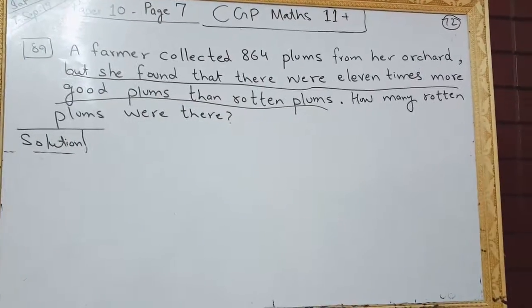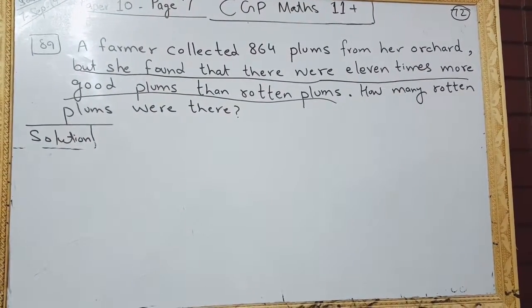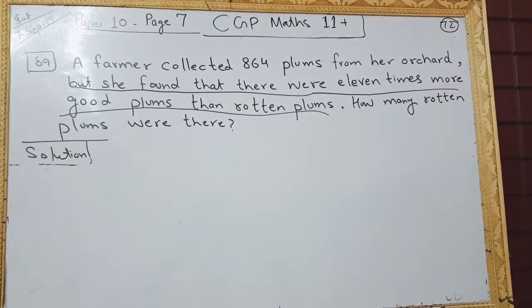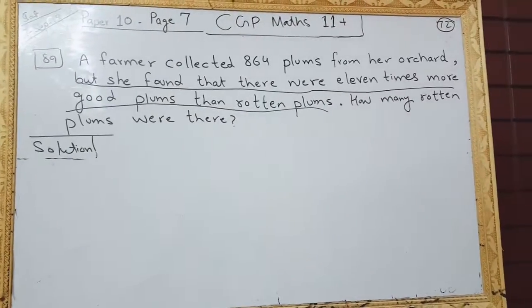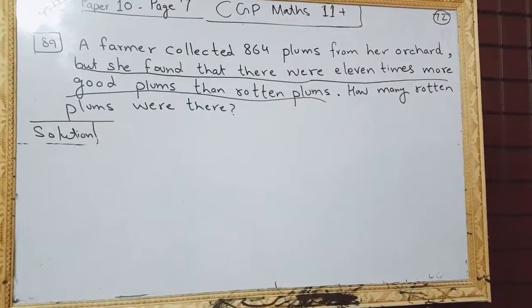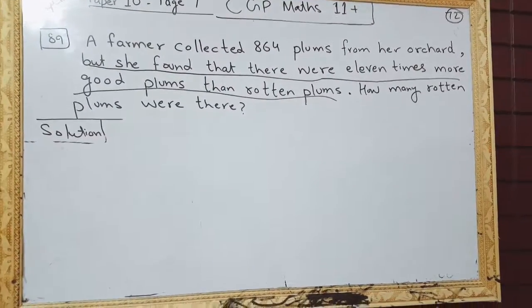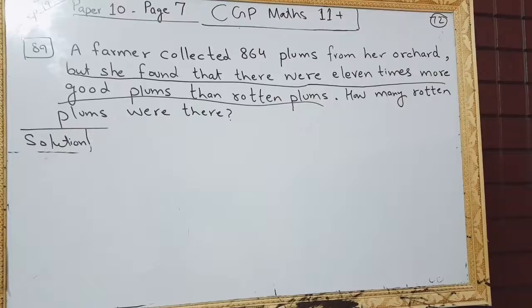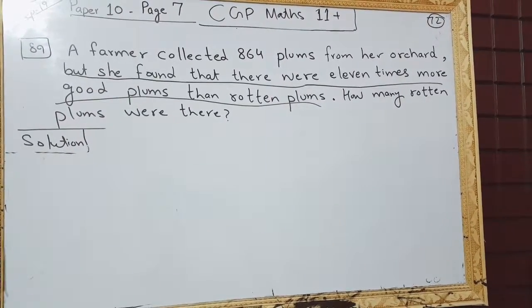First of all, read the question carefully. A farmer collected 864 plums from her orchard, but she found that there were 11 more good plums than rotten plums. How many rotten plums were there? So we should put focus on the middle line first of all.